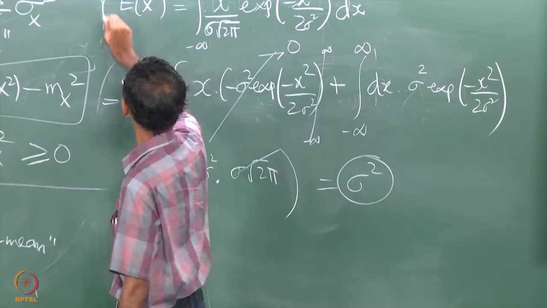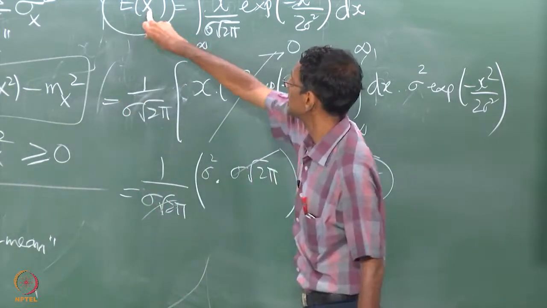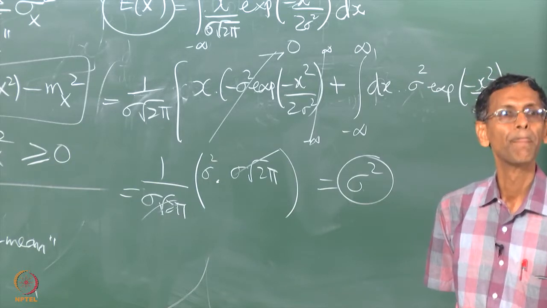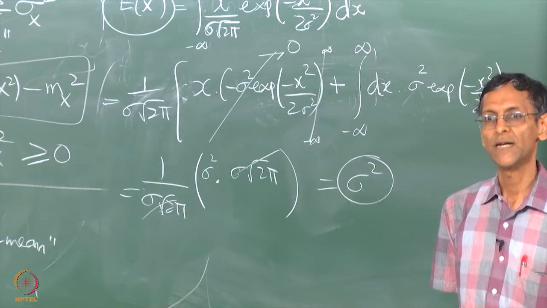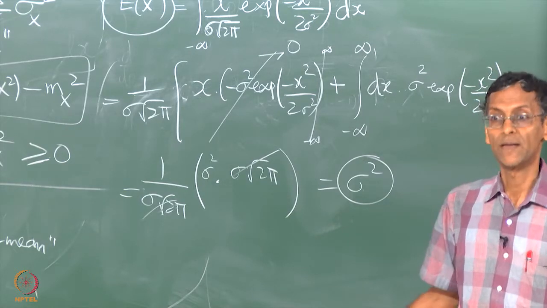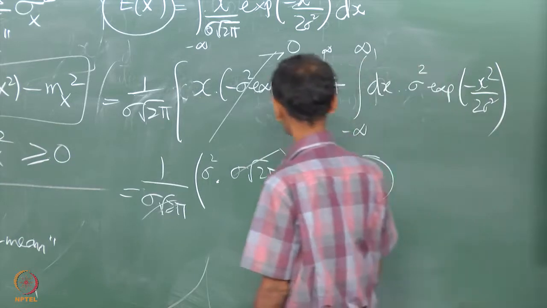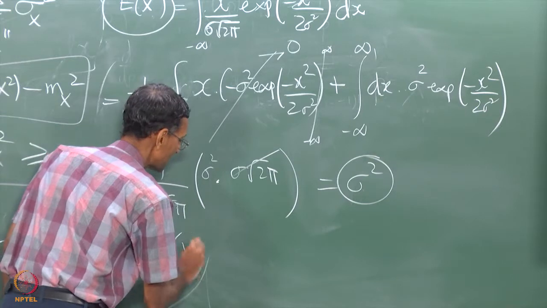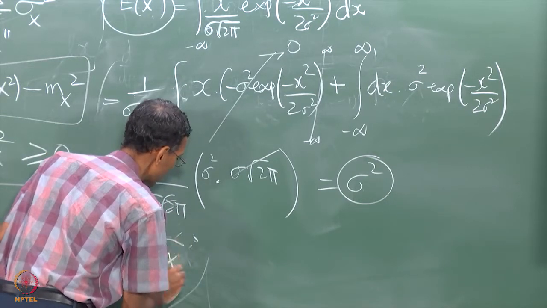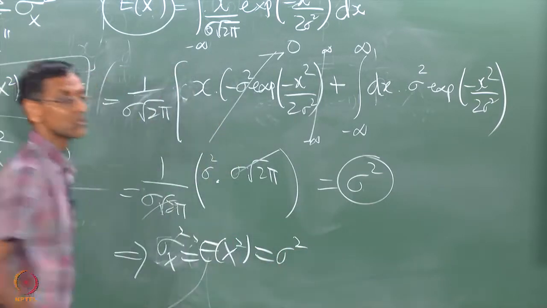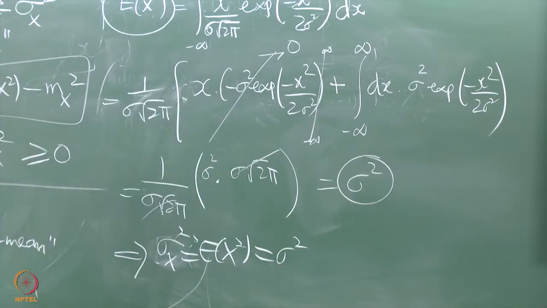So what have we got here? We have got the fact that E of x squared is sigma squared and the mean is 0. So what is the variance? Sigma squared. So it turns out for this case that sigma x squared equals E of x squared equals sigma squared. So the parameter sigma squared directly becomes the variance because the mean is 0.